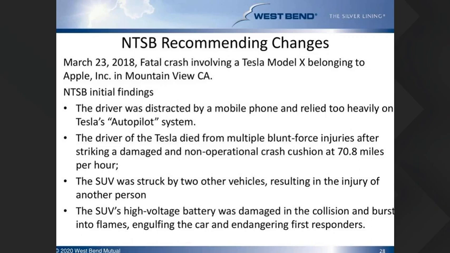Because the driver was occupied with, I believe it was a mobile app video game, the autopilot system slammed into the back of a non-operational crash cushion. And this happened at about 70 miles an hour. Well, the SUV struck 2 other vehicles, resulting in the injury of another person on top of the driver of the Tesla passing. The SUV's high voltage battery was damaged in the collision, and it burst into flames, engulfing the car and endangering first responders. So again, a chain reaction of events that could have been even more significant or more catastrophic based on distracted driving.